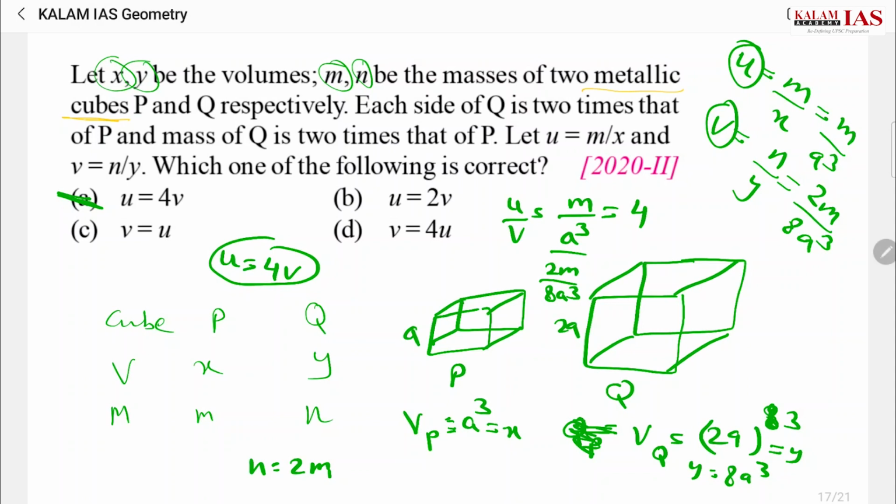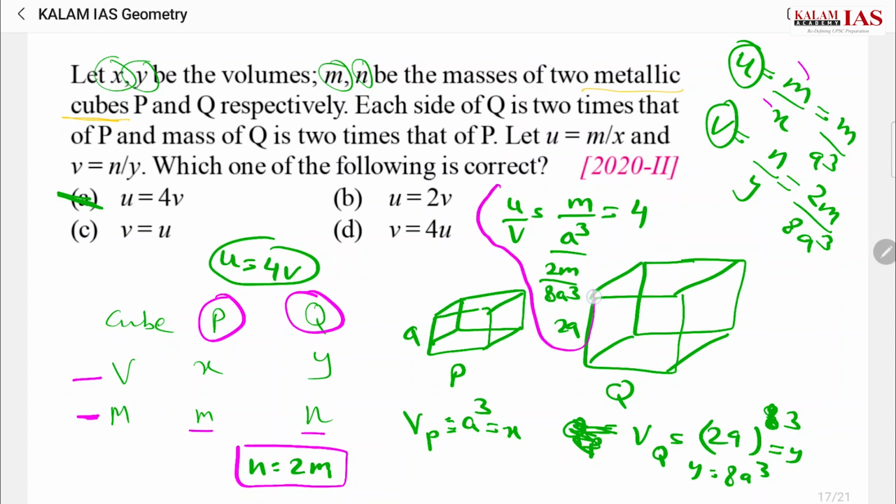I hope this is clear. It was a very simple thing. There are two cubes P and Q. Volume is denoted by x and y, mass is denoted by m and n. Now it is given mass of Q is 2 times the mass of P, so n is equals to 2m, and each side of Q is twice the each side of P. So if volume of P is a cube, the volume of Q will be 8a cube, because it is 2a whole cube. Now we have to just simplify the relation between U and V, which are in terms of masses and volume, and on solving we get this relation U by V as this, and this is the answer.